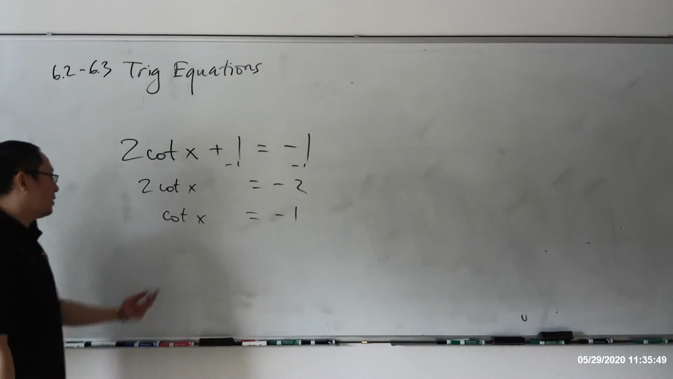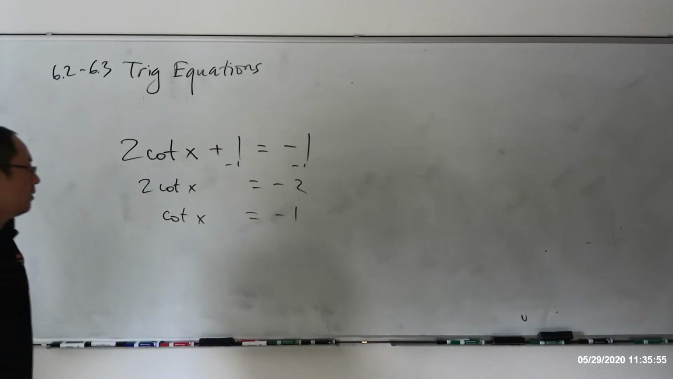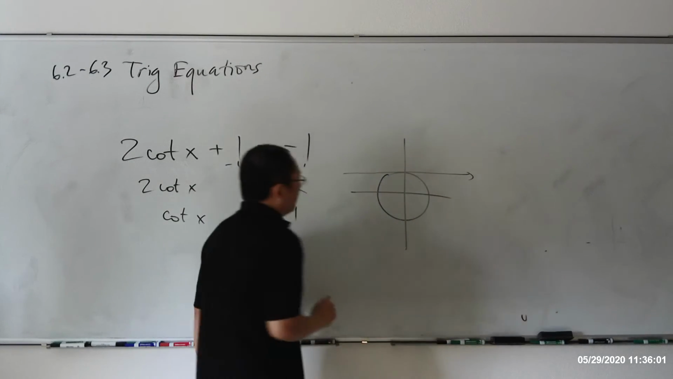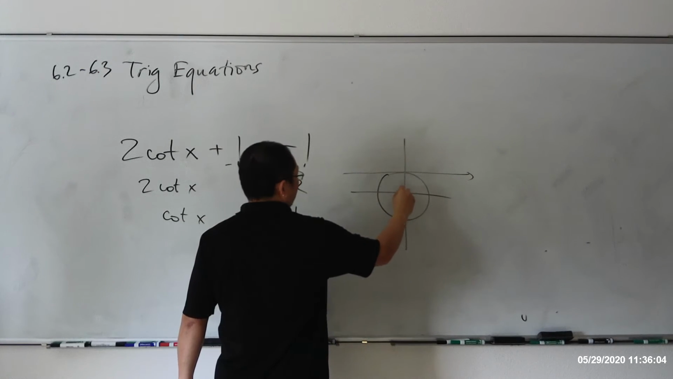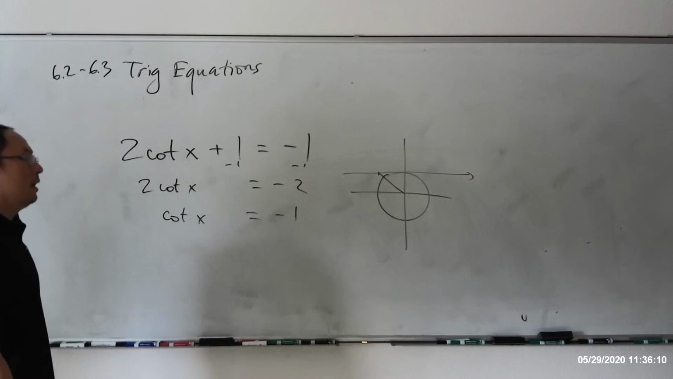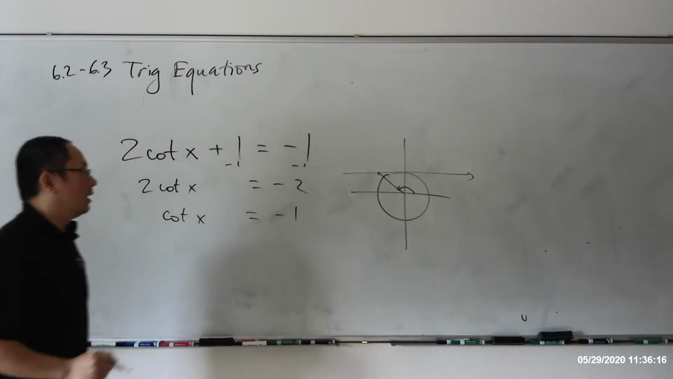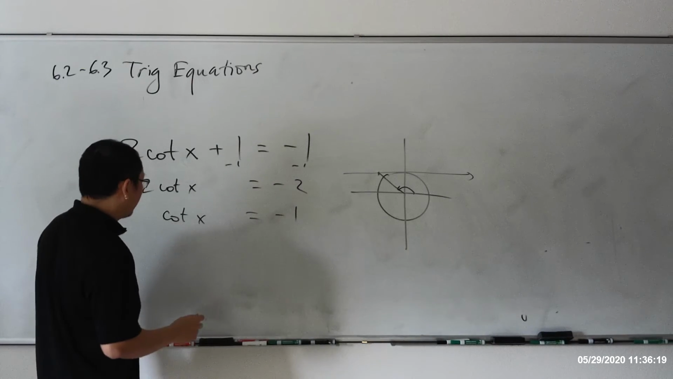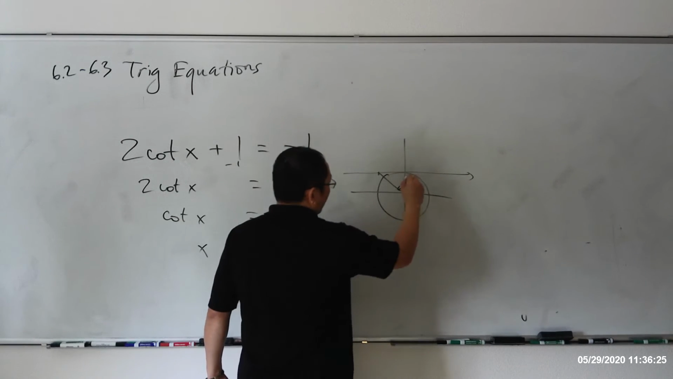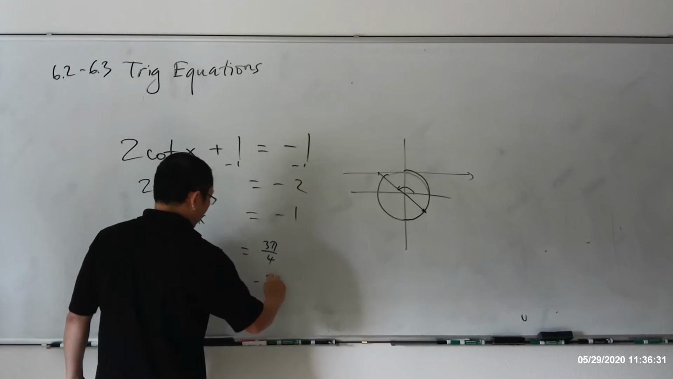Now you ask yourself, what angle makes cotangent equal to -1? This is cotangent. Cotangent is right here, -1, so the angle is going to be, from here to here, 45 degrees plus 90, which is 3 pi over 4. So x is equal to 3 pi over 4. Or if you're talking about from -pi over 2 to pi over 2 right here, x equal to -pi over 4.